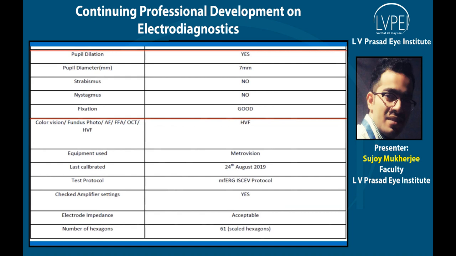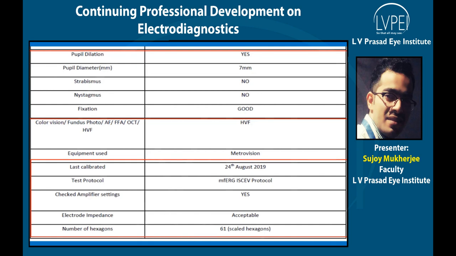And during the test, whether the patient maintained steadiness or fixated towards the target properly, and any complaints of the patient, should be mentioned too. Simultaneously, the last date of calibration, what test protocol we have chosen, whether the impedance level was accepted or not, and how many hexagons we have used.